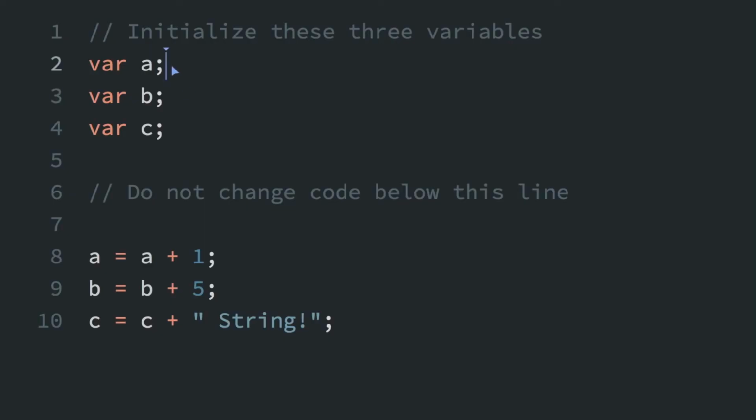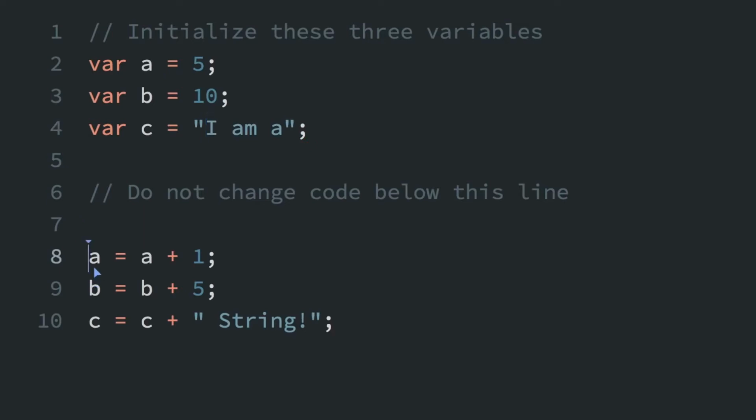Before we do anything to these variables, they are uninitialized. That means their value is undefined. We have not set them to anything. But it's simple to fix that. I'll just set a to 5. I'll set b to 10. And then we can set c to a string. It's going to be "I am a string." We always have to put in quotation marks like that.